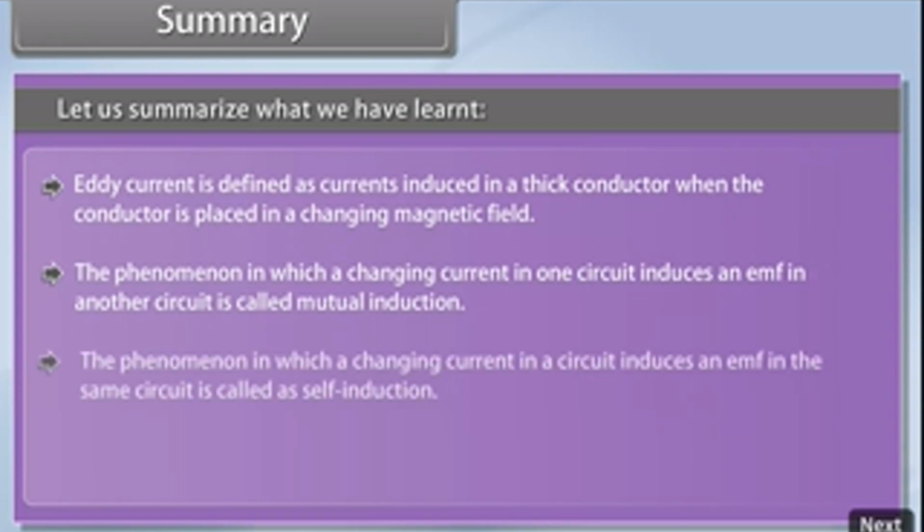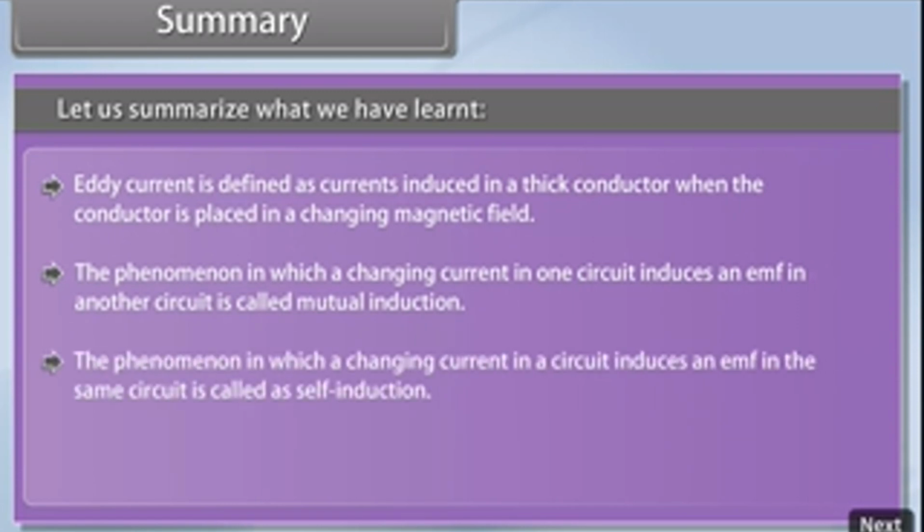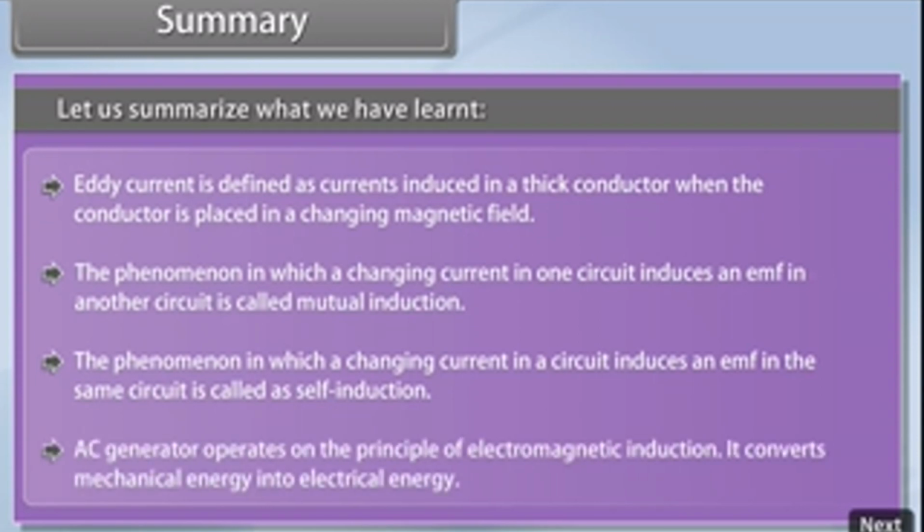The phenomenon in which a changing current in a circuit induces an EMF in the same circuit is called self-induction. AC generator operates on the principle of electromagnetic induction. It converts mechanical energy into electrical energy.